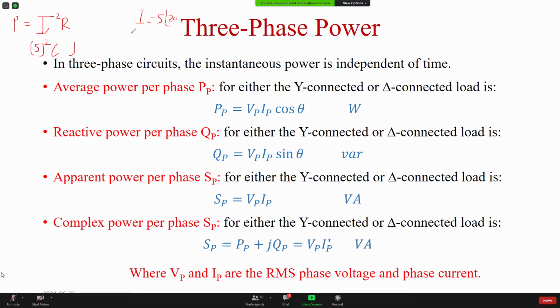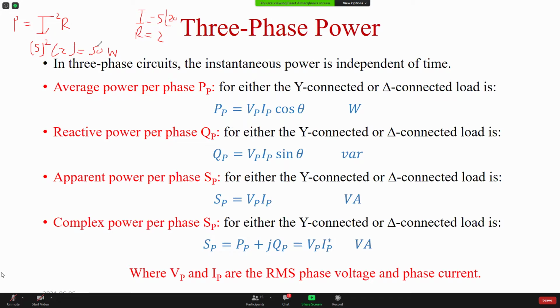And if the resistance is 2, then you just plug in 2, and this is 50 watt. You never hear anyone saying it's 50 watt angle 20. No, the voltage, the current, the impedance they have, but the real power, apparent power, reactive power, no. Complex power, yes. It's called complex power because it's a complex number.